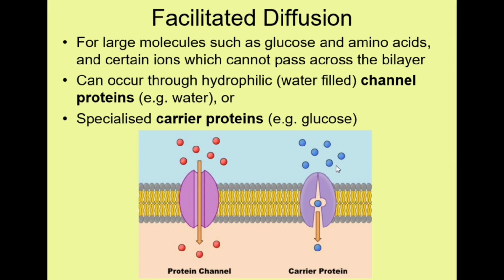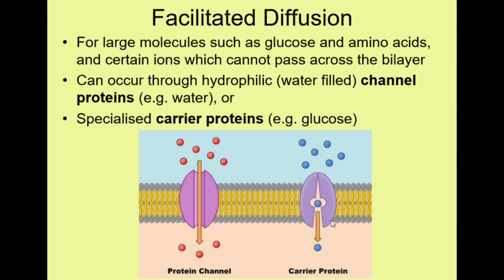We also get another type of facilitated diffusion where instead of using protein channels or channel proteins, we're actually using carrier proteins. So you can see an example over here. And a good example of this is how glucose gets into things like red blood cells. So that will rely on facilitated diffusion using specialized carrier proteins.